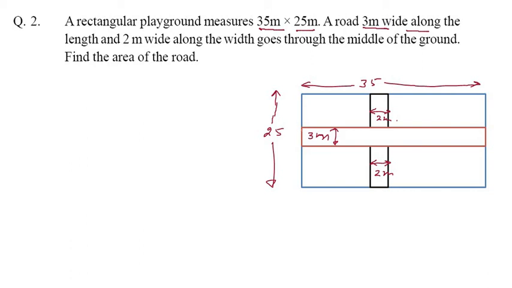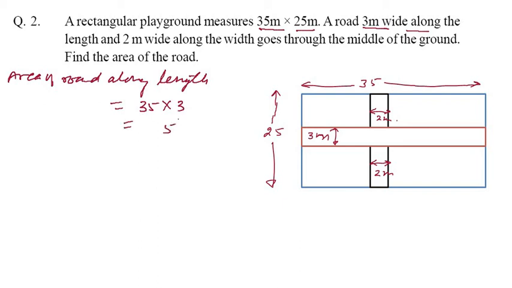Now first of all we want to find the area of road along length. Length is 35 and wide is 3. So you can find 3 times 5 is 15, and 3 times 3 is 9, and 1, that is 105 meter square. So that is the area of road along length.